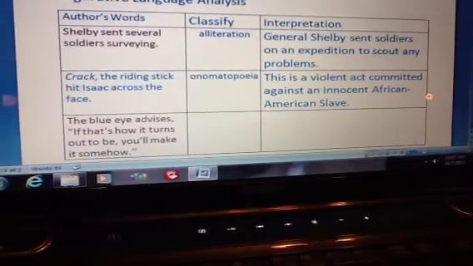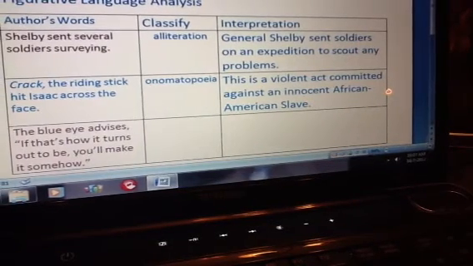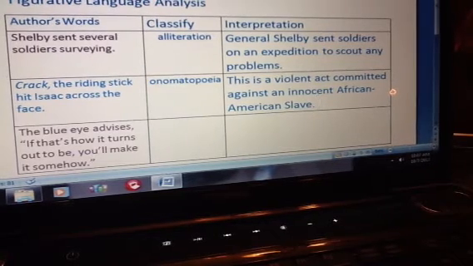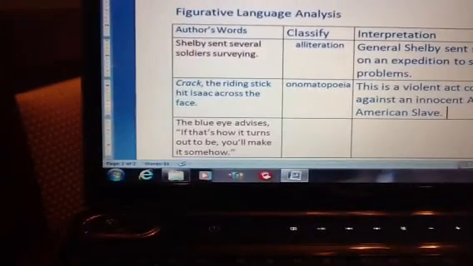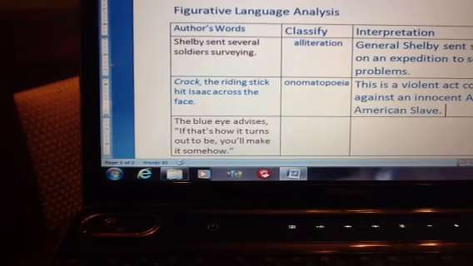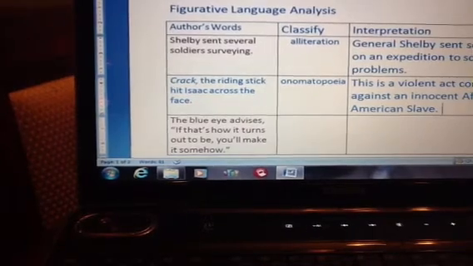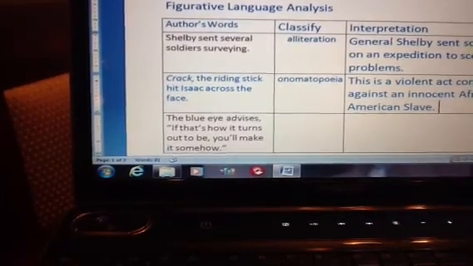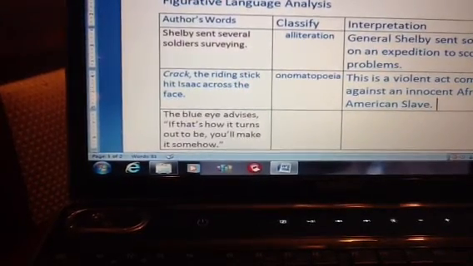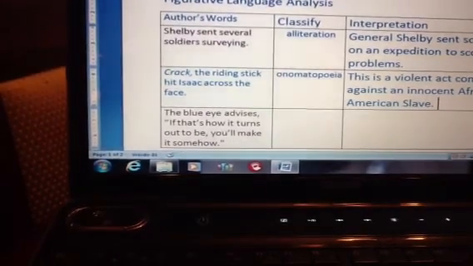Granted, if the writer had said the gambling man committed a violent act against the African American slave, that of course gives us information. However, when we see crack, the riding stick hit Isaac across the face. Even if we said crack, the riding stick struck Isaac across the face, we as readers see the action verb and we see the onomatopoeia work together in concert to make this visual come alive. And we're able to see it better than just know the information.